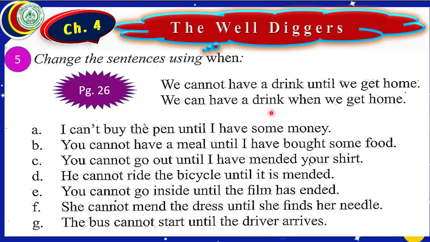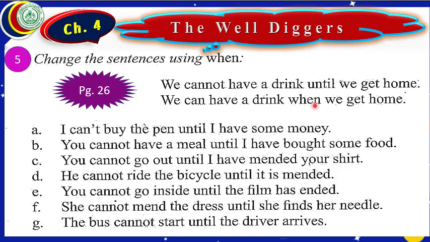Dear students, if you notice, this exercise is exactly opposite to exercise 4. We shall do the opposite of exercise 4. The second sentence was given in exercise 4 and we changed it into the first sentence. But here in this exercise, negative is given, we shall change it into positive. In our previous exercise, we changed can into cannot and when into until. But in this exercise, we shall change cannot into can and until into when.